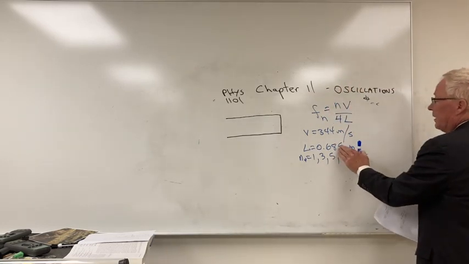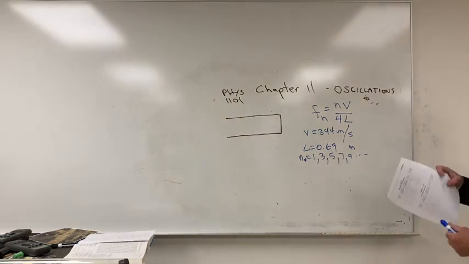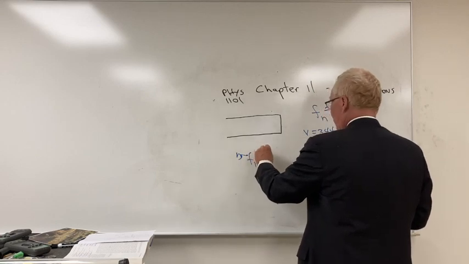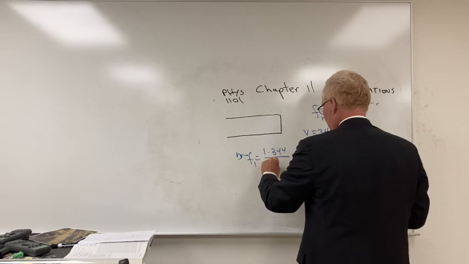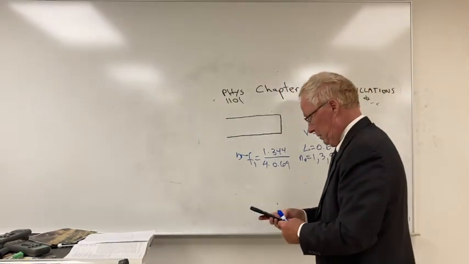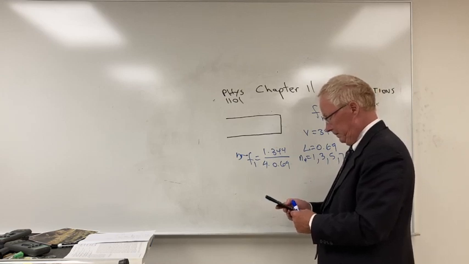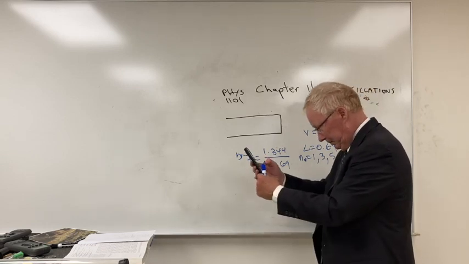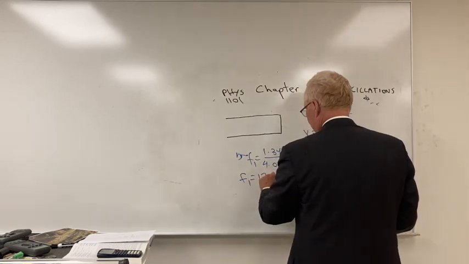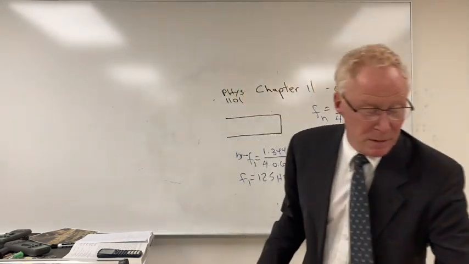So we're going to just round this to 0.69 meters. So that's about as accurate as we get. And so F of 1 will be 1 times 344 over 4 times 0.69. And that is, if I get my calculator out, 125 hertz. That's what we put in the data table for predicted frequency.